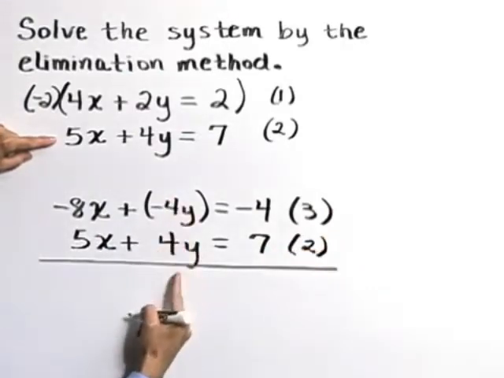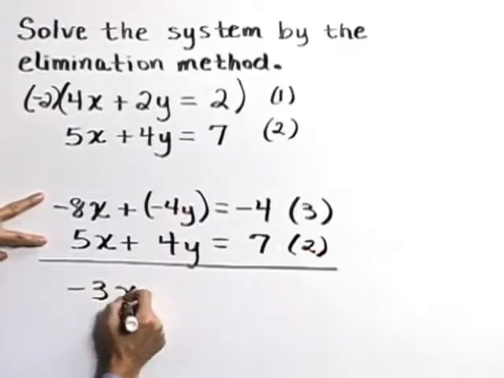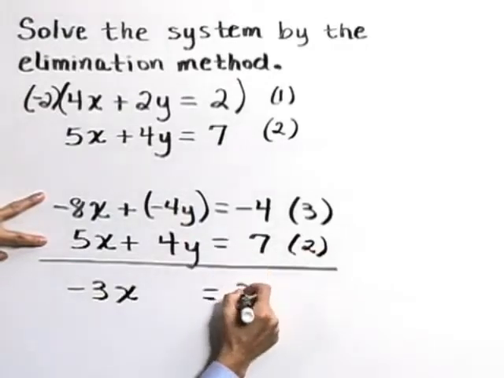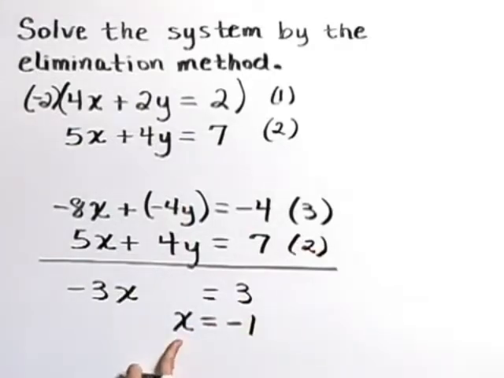Now if we add, our y variable is going to cancel out. Adding our x variables, we get a negative 3x, and that's equal to 3, or x is equal to negative 1. We're halfway there. Now we want to solve for y.